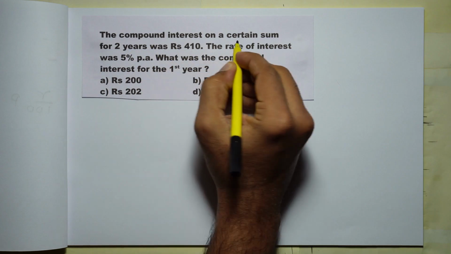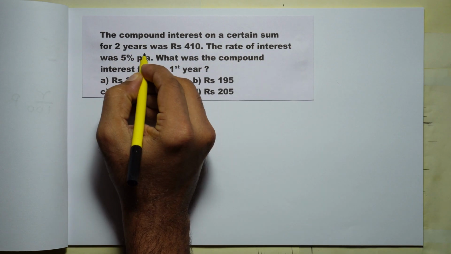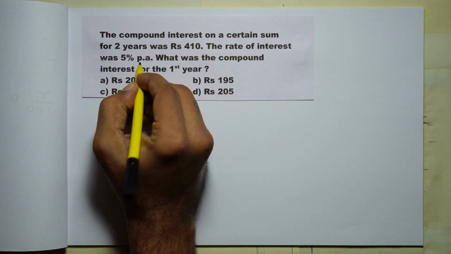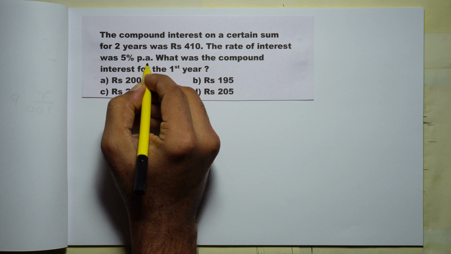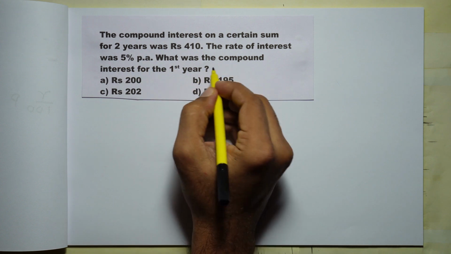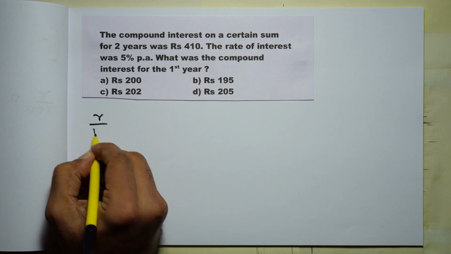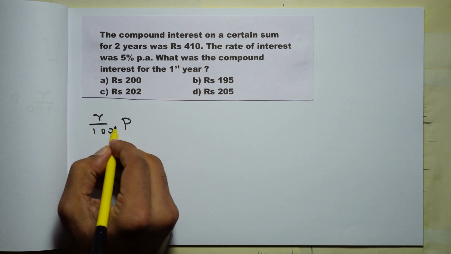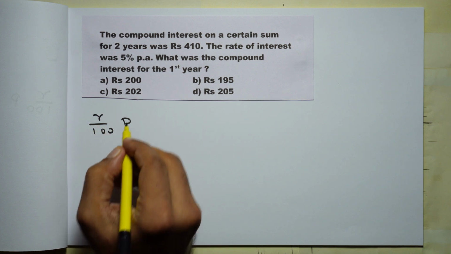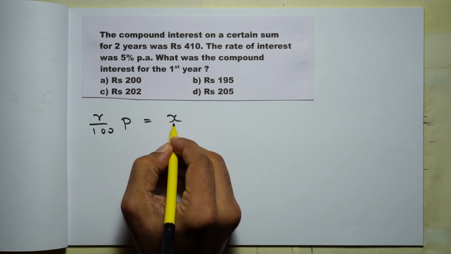The compound interest on a certain sum for 2 years was rupees 410. The rate of interest was 5% per year. Per year is same as per annum. What was the compound interest for the first year? Now first year's compound interest will be R% of principal. That is what you get in the first year's compound interest. Now this value, R% of principal, we will just represent as X.